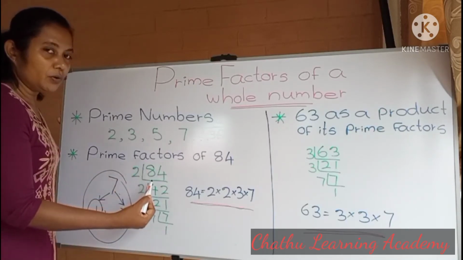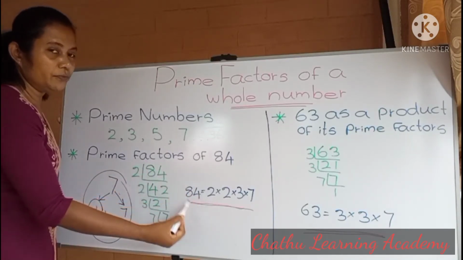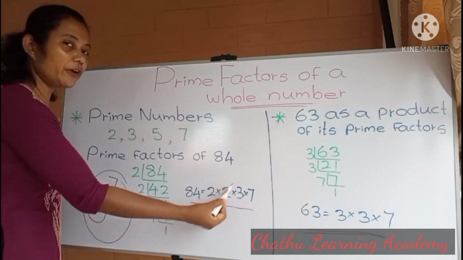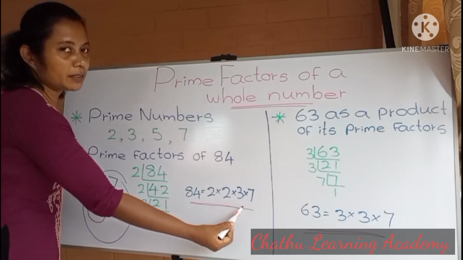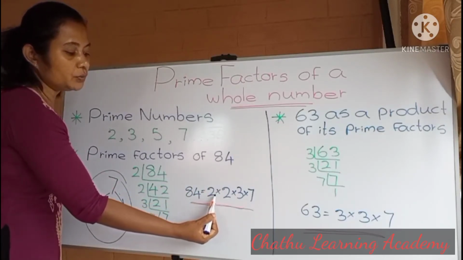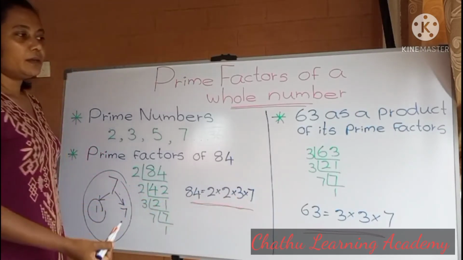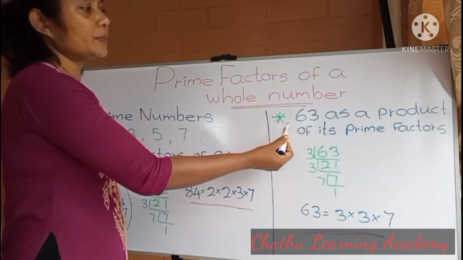Then we want to write this 84 as a product of its prime numbers, prime factors. This is the method. 84 is equal to 2 into 2 into 3 into 7. This is the answer.